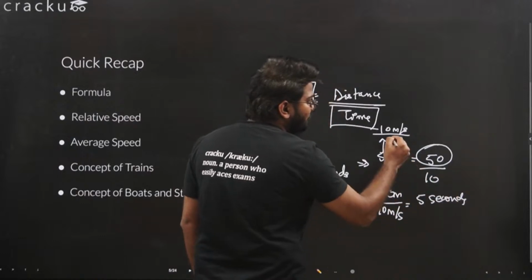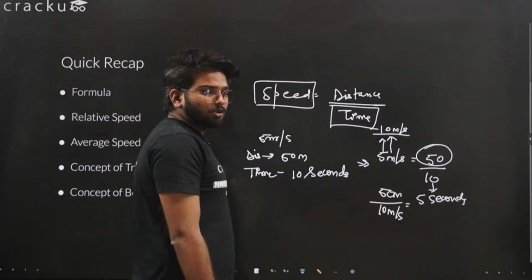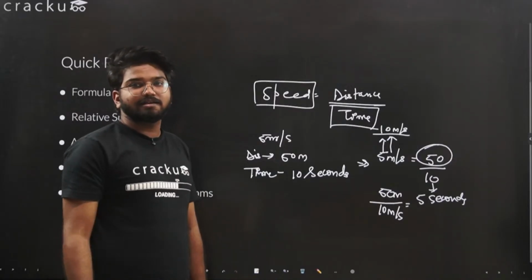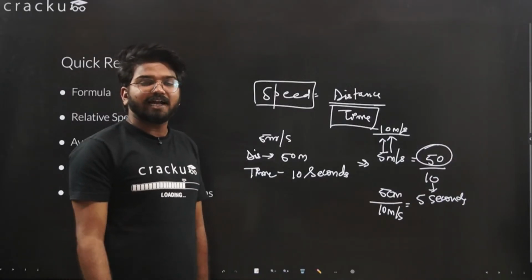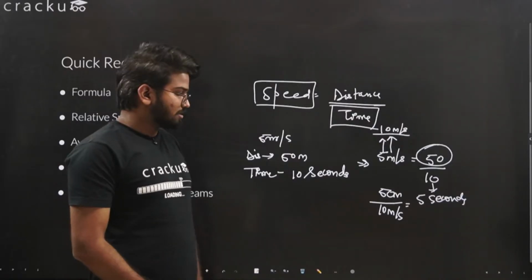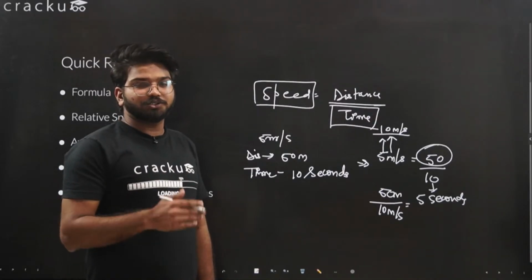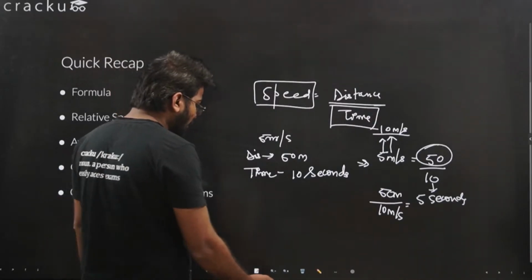That is, if you increase the speed, your time will be reduced. So there is a direct relation between speed and distance when time is fixed, and there is an inverse relation between speed and time when your distance is fixed. This is one of the basic concepts, but I think you should understand this. Okay.